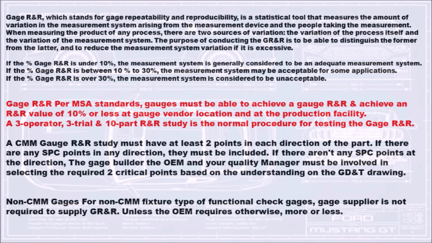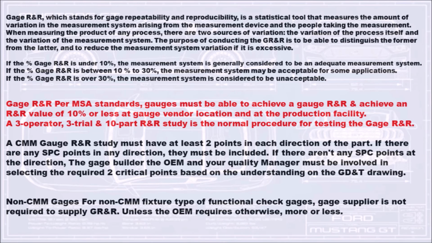Gauge R&R per MSA standards: gauges must be able to achieve a gauge R&R value of 10% or less at the gauge vendor location and at the production facility. A 3-operator, 3-trial and 10-part R&R study is the normal procedure for testing the gauge repeatability and reproducibility.